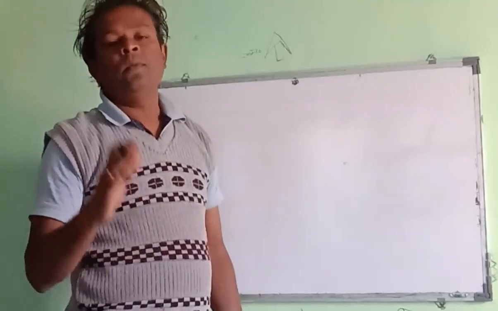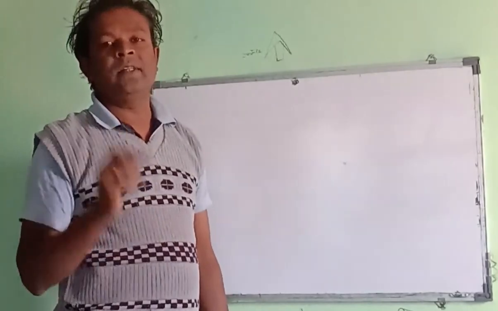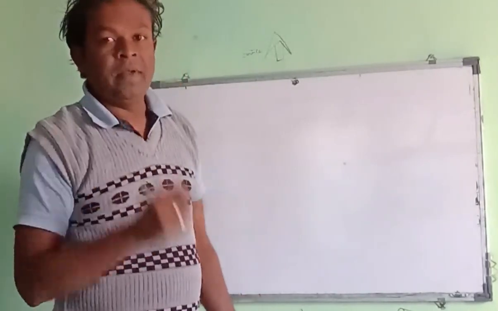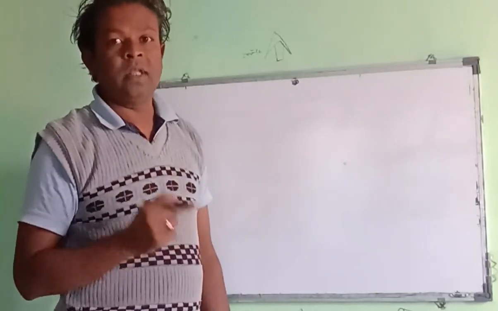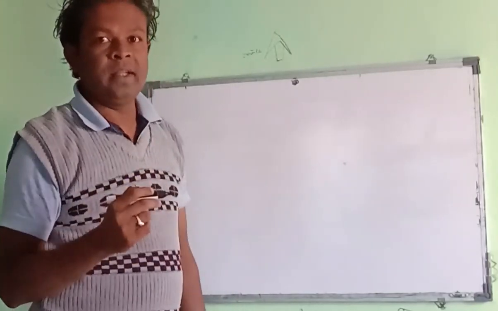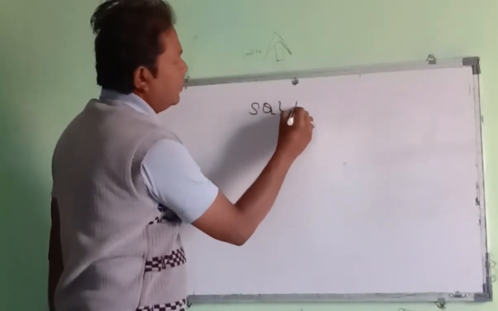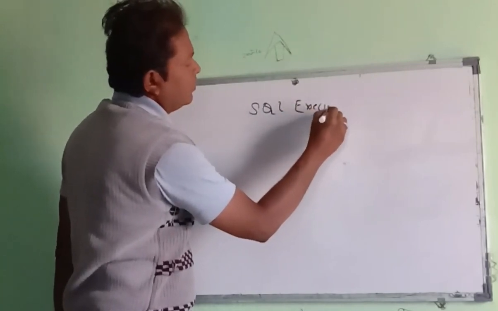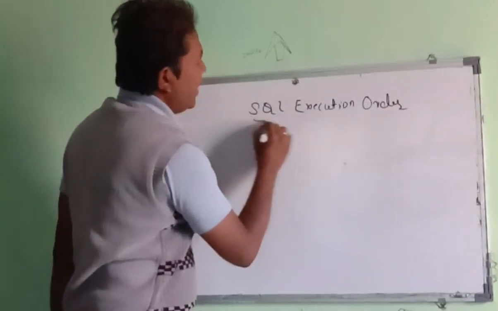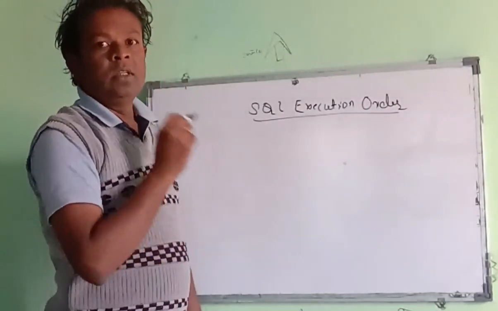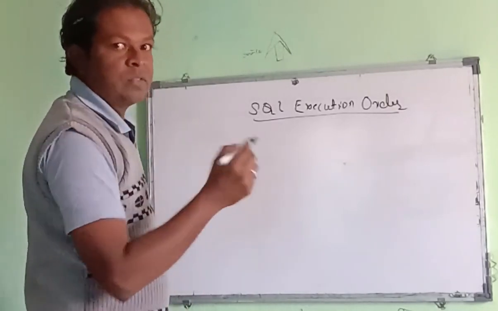Hi friends, in this video we are learning how to write the query in SQL Oracle. Before writing a query, we must know how to write the query. For writing a query, you must follow the SQL execution order. What is that exactly? SQL execution order. This is very important. If you understand this SQL execution order, you are able to write any type of SQL queries. For that, just follow me.